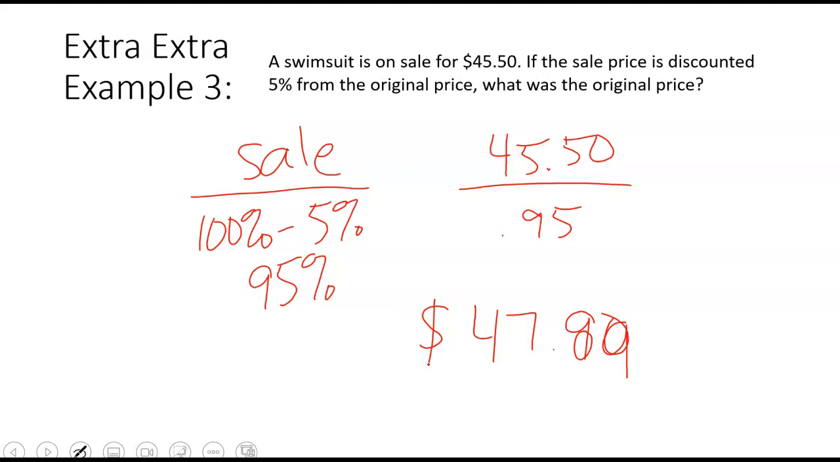And again, it should make sense that your original price is higher, because you get a discount and this is the sale price. So your answer should always be higher in problems like this. If we're looking for the original price, if there was a discount, it should be higher than the sale price. So $47.89 seems reasonable because we didn't get too much of a discount, just a small discount.